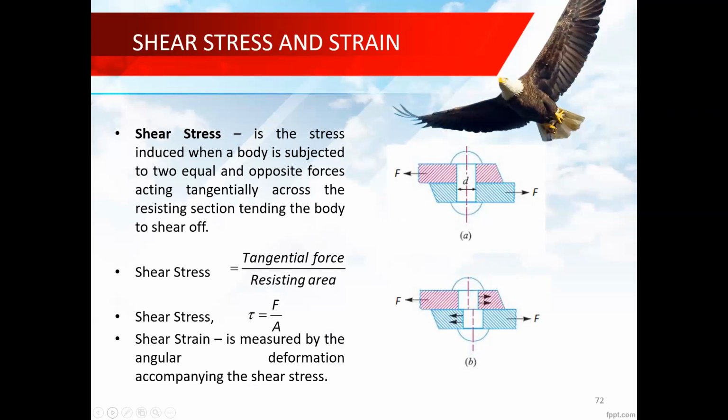Next, shear stress and strain. Shear stress is the stress induced when a body is subjected to two equal and opposite forces acting tangentially across the resisting section, tending the body to shear off. Shear stress is the tangential force divided by the resisting area. So tau is equal to F over A. Shear strain is measured by angular deformation accompanying the shear stress. That is the angle, shear strain.